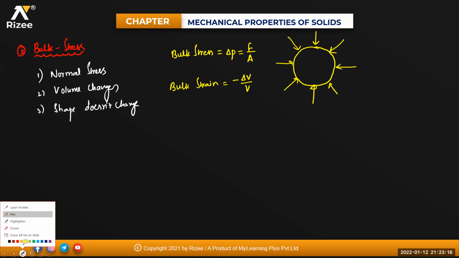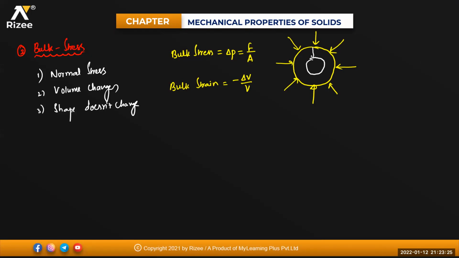Bulk strain is equal to, like say for example, if there is a body like this, and you are applying the force on this one in the normal direction like this. So when you're exerting the pressure on all these sides, what is happening? The body will change its dimension. So this will come to somewhere here right now. So there is change in volume. This is delta V. Clear? Bulk stress is equal to force by area. Bulk strain, minus sign indicates that volume is changing. I hope you're clear with this one, everyone.